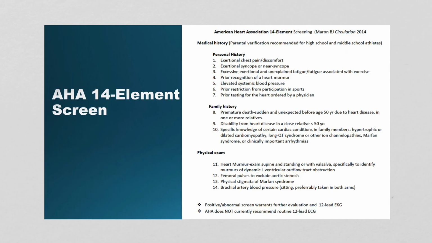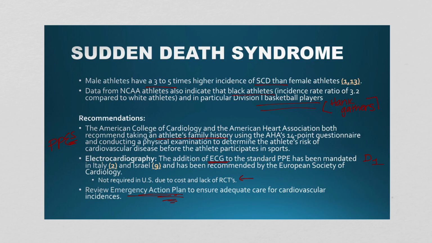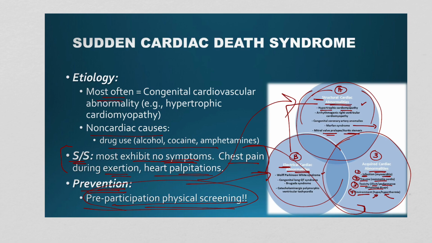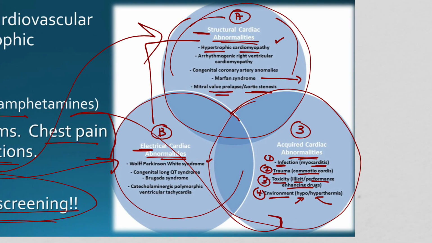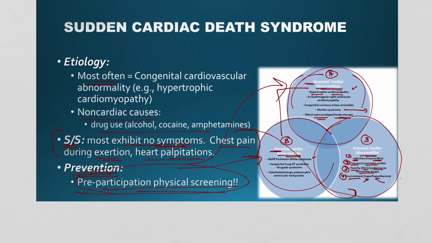Last but not least, here is the AHA's 14 element screen for patients when you're doing your PPE. So you're going to look at personal history, right? Familial history. You're going to look at physical exam. You're going to take all of these things and allow them to help you determine whether or not the athlete should be participating in sport, along with an EKG or an ECG. And these all together will help you determine who might be at risk for suffering from sudden death syndrome or from any of these three pathologies or at least abnormalities of the heart, which would increase their risk of sudden death syndrome on the field.